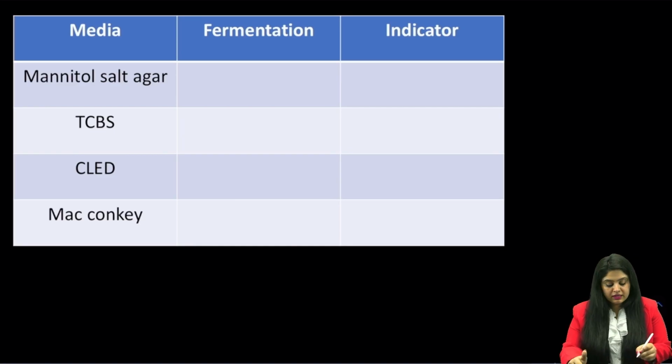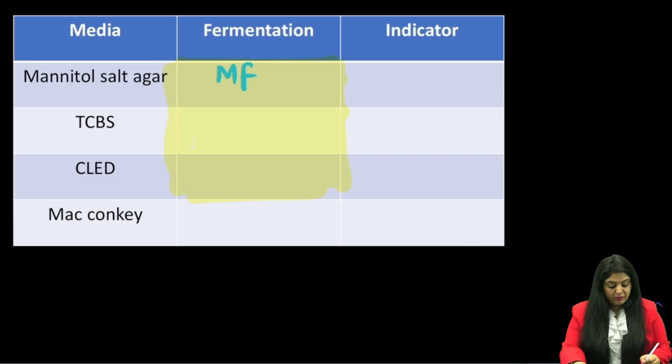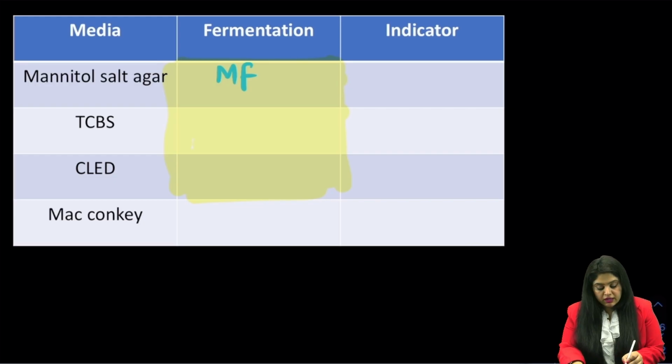Mannitol salt agar, matlab I was testing for mannitol fermentation. What color will you get? Ma'am, everywhere it's a yellow color. Kuch pucho mat. Every fermentation is gonna give me a yellow color till the time I don't reach the pretty pink plant, everything is yellow. So mannitol fermentation, mannitol salt agar. What was the indicator in mannitol fermentation? Do you guys remember? It was phenol red.